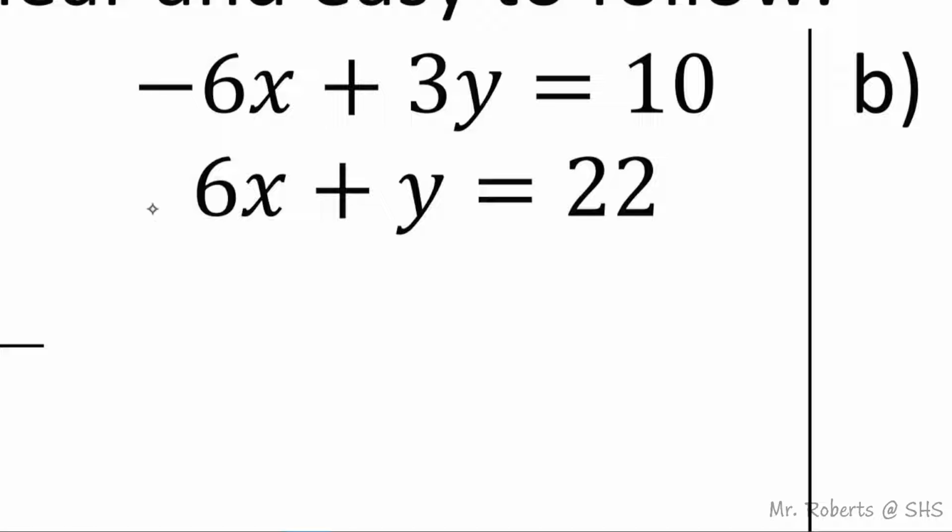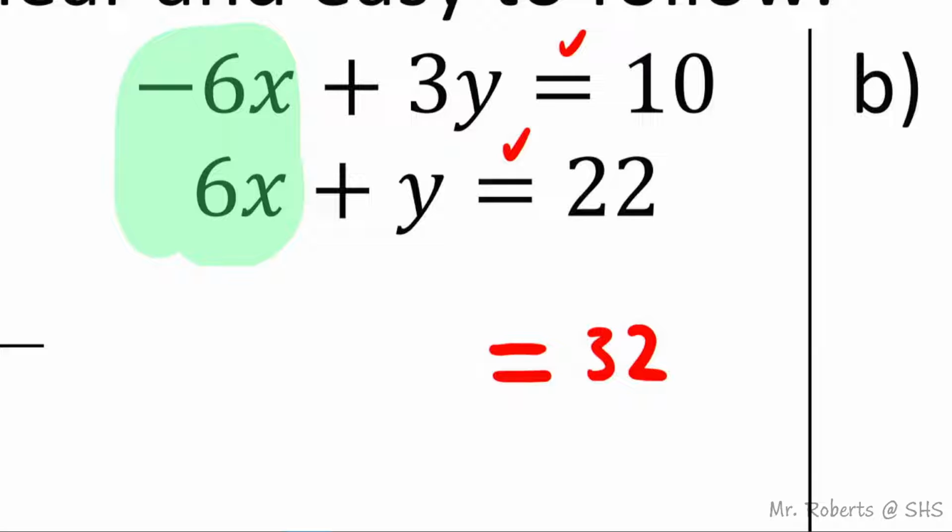You can see that I have on the left-hand side a negative 6x and a positive 6x in the two different equations. Again, our thinking with this method is I have things that are equal, I'm going to add things that are equal. So if you have equal things and you add equal things, you're going to get equal things. On the one side, I've got 22 plus 10, which is 32. Over on the left-hand side, I've got 3y plus y, which is 4y. And then I've also got the negative 6 times x plus 6 times x, which is 0. So that's gone. It was eliminated.